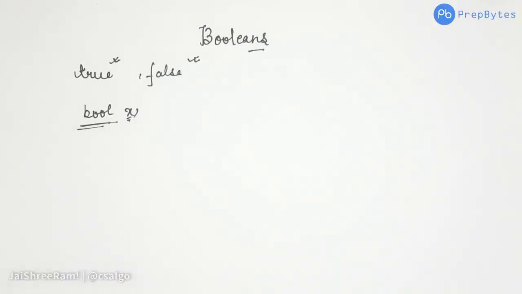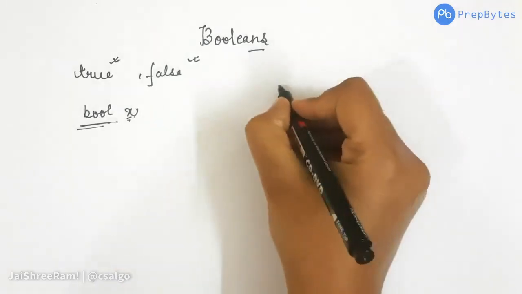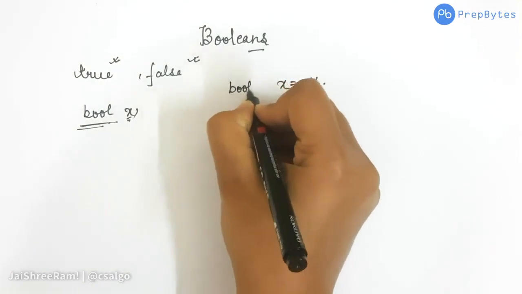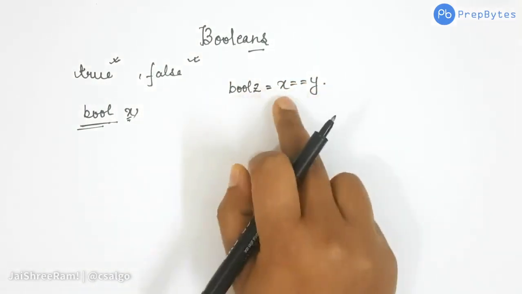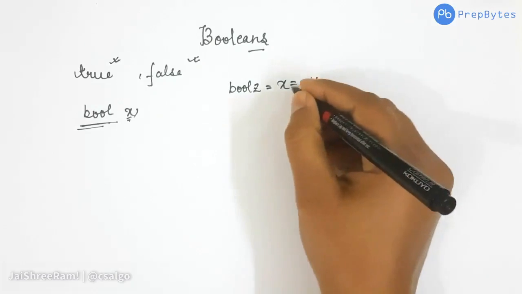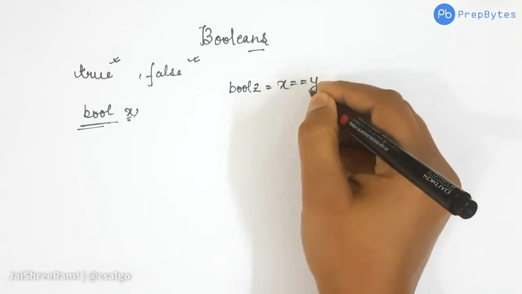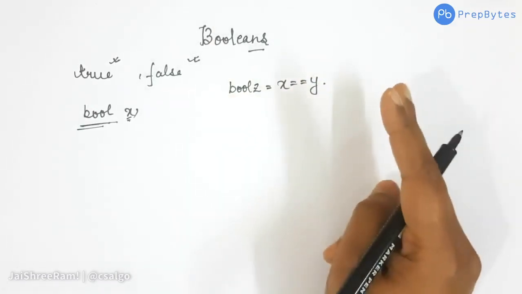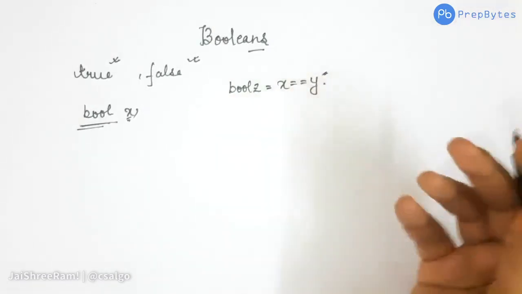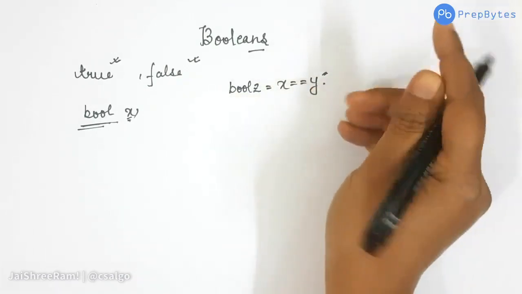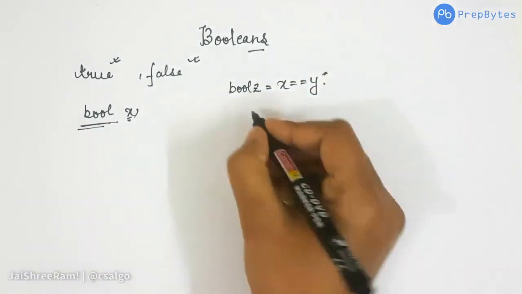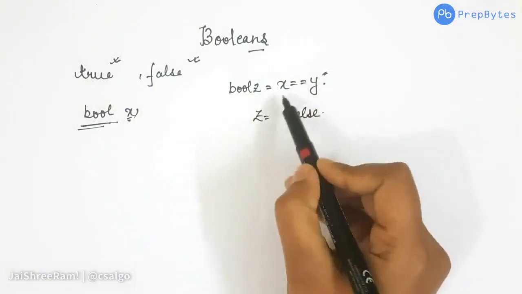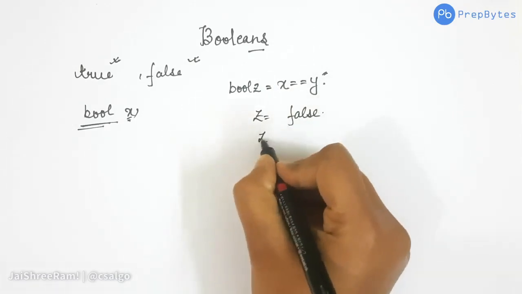Let's say I'm checking whether two numbers are equal or not. Let's say I write bool z is equal to x equal to y. We use double equal to for checking whether two numbers are equal or not in C++. So in this case, there are two scenarios: either x is equal to y or x is not equal to y. If x is not equal to y, z will have the value false. And in case x is equal to y, z will be true.